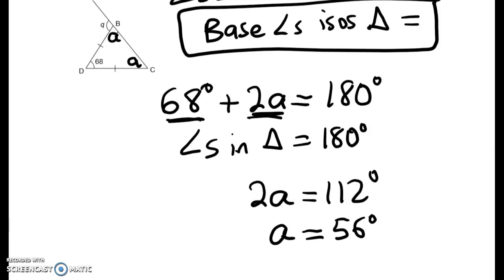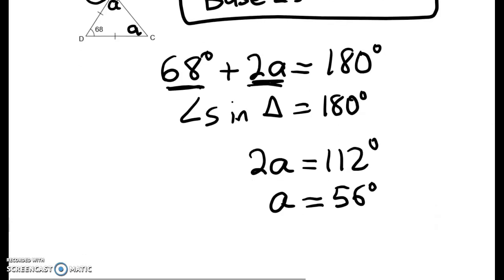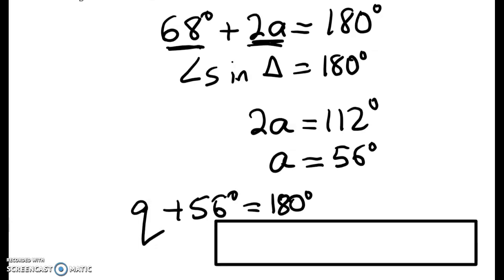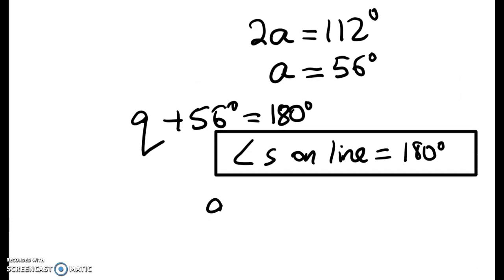But we don't want A. We want this angle here, which is Q. So Q plus 56 degrees equals 180. My reason for that, I'll put the box down first, is angles on a line equal 180 degrees. So we have to find Q. So Q is 124 degrees.